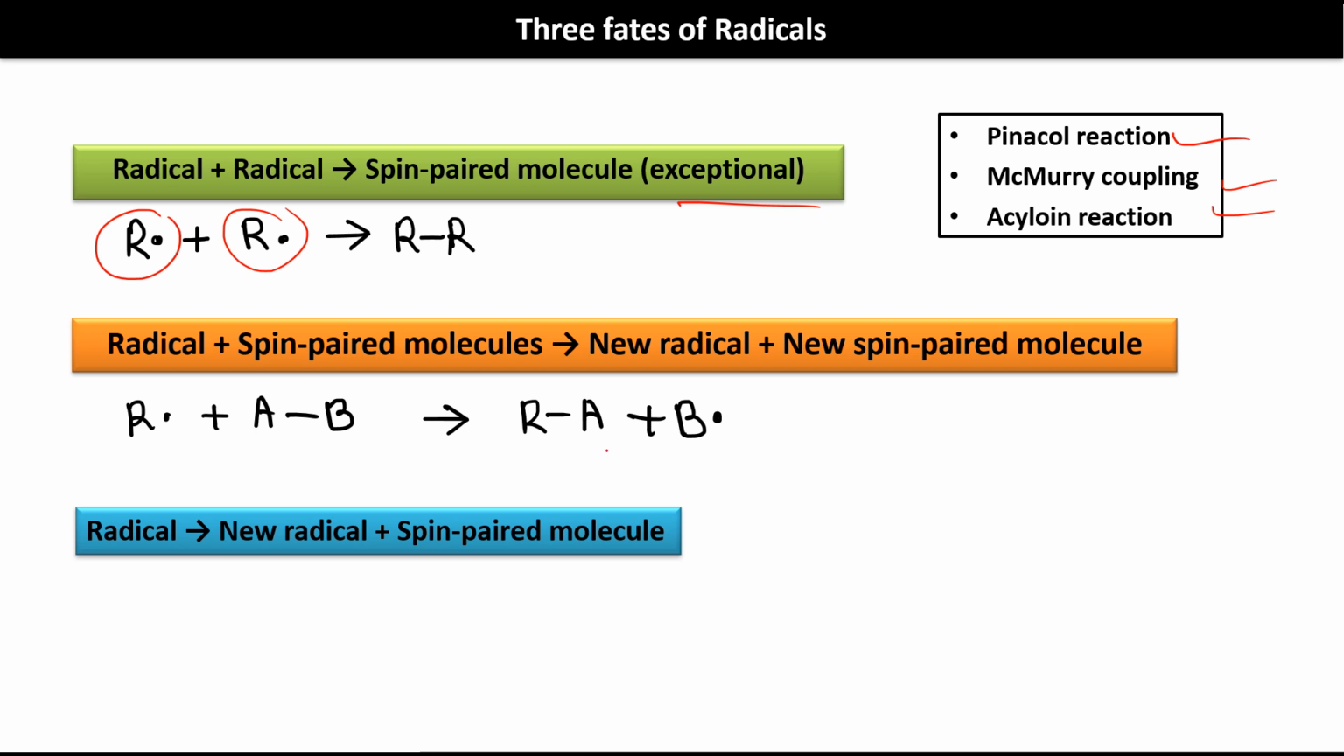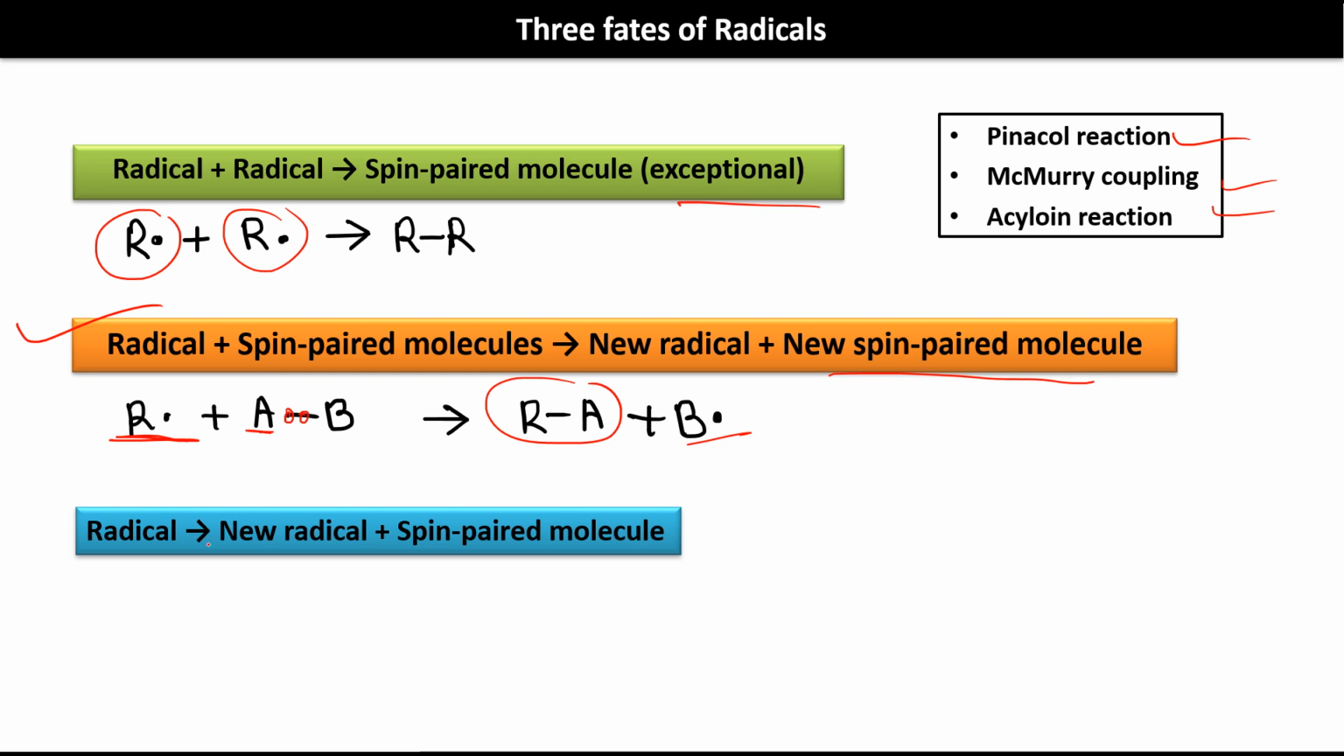Now the second type, which is the most common, is where we have one radical R dot reacting with a spin paired molecule, because we have two electrons here, it is spin paired. Any atom in this bond A-B, suppose A, if it combines with R dot, we get a new spin paired molecule and also a new radical. This is the most common, so we are basically continuing reactions under this heading.